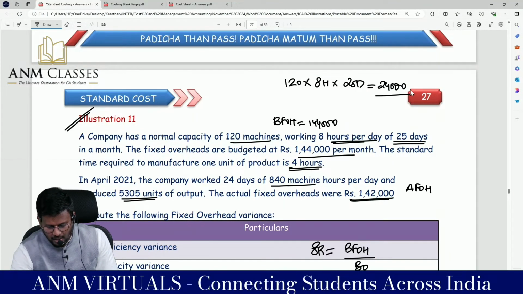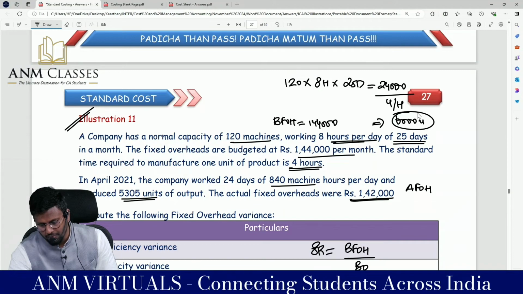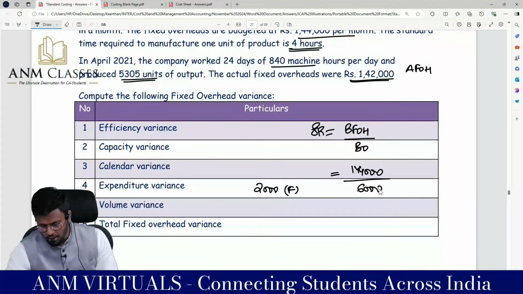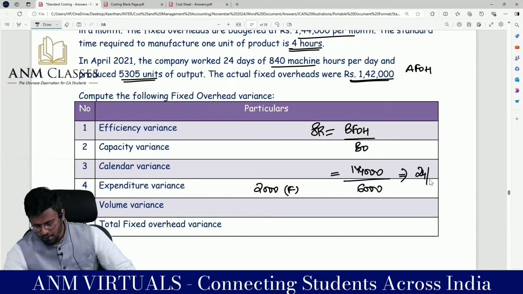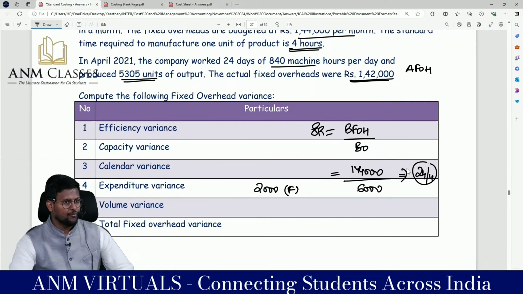24,000 divided by standard time 4 per hour. 6,000 units. Comfortable? Yes, sir. So 1,44,000 divided by 6,000 comes to 24 per unit.